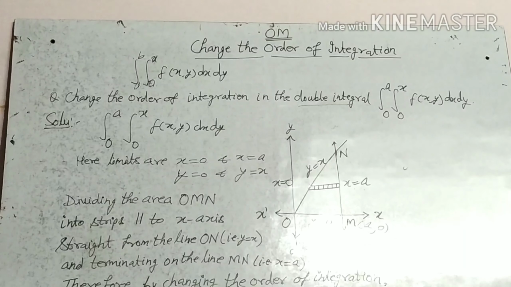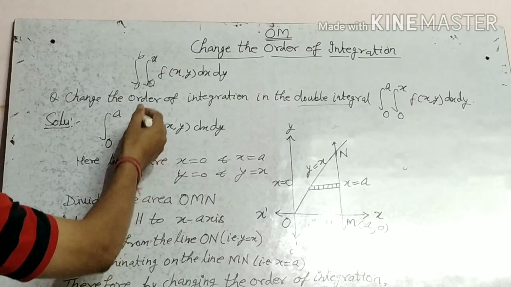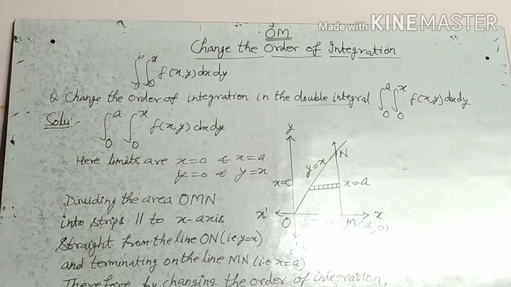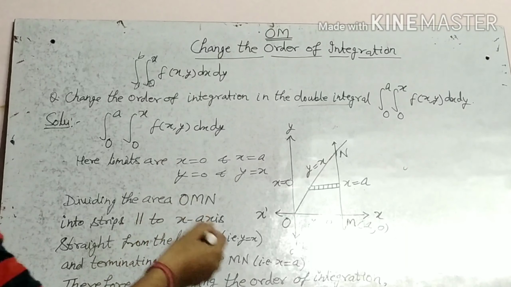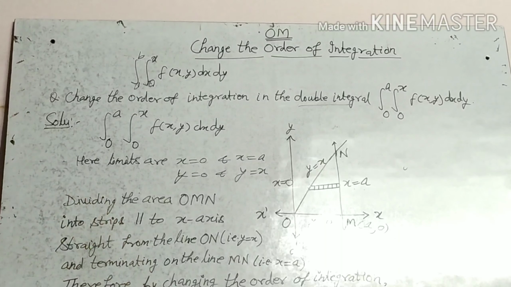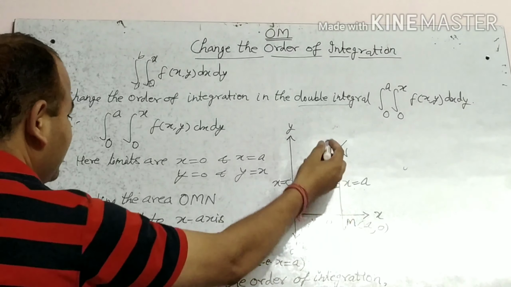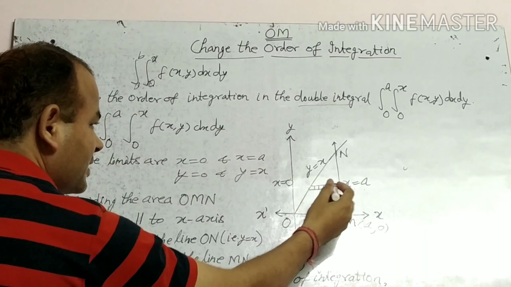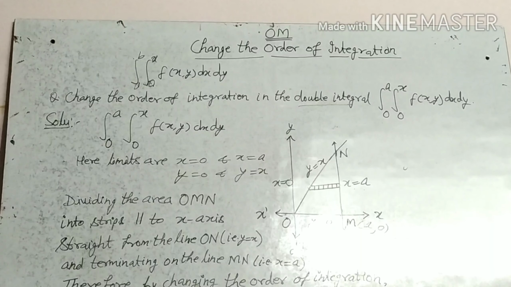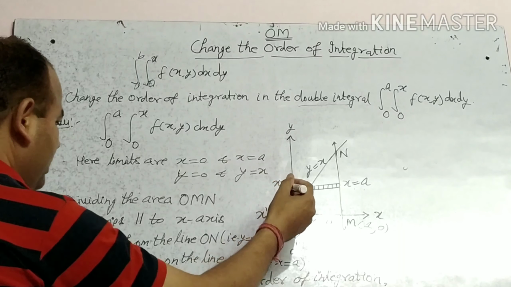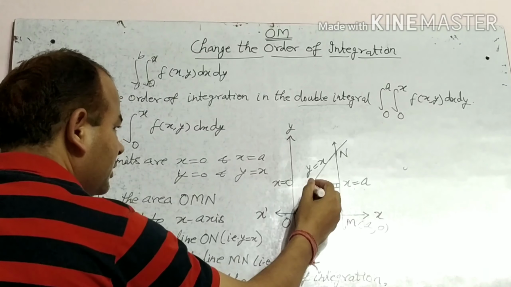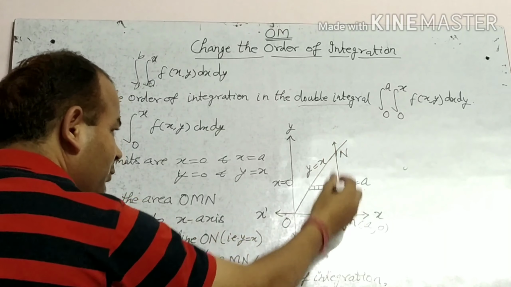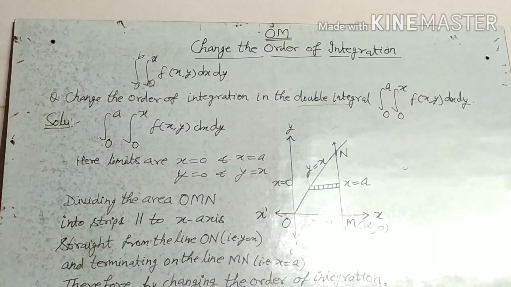Now we have to change the limits, because in the question it is 0 to x, which means the limit is in terms of x, so first you integrate with respect to y. Now divide the area OMN with the help of strips, parallel to the x axis. The strips start from line ON, the starting line, and end at MN, the terminating line, x equal to a.